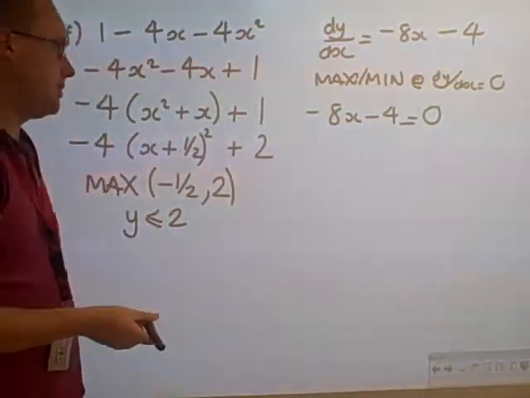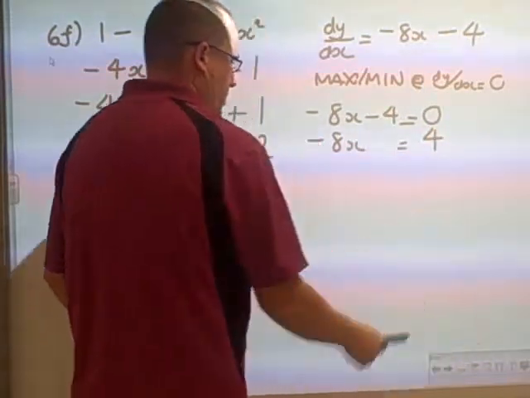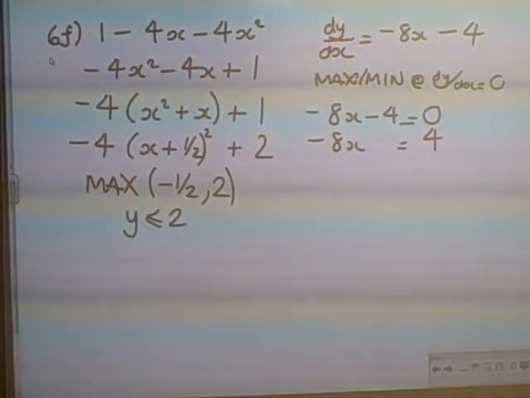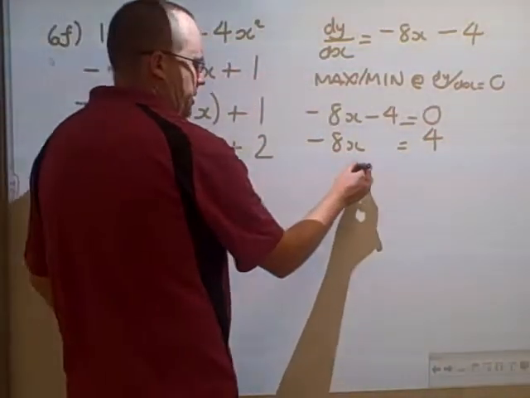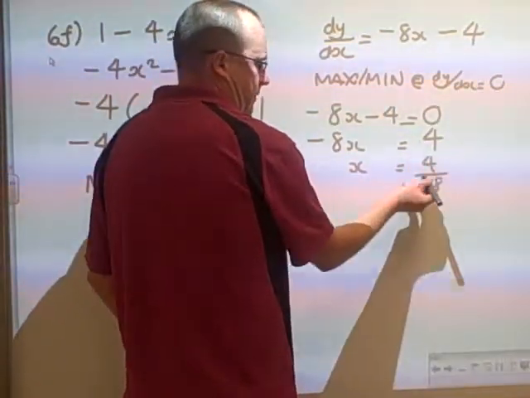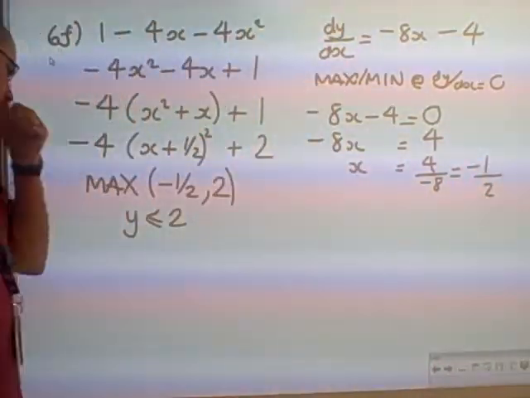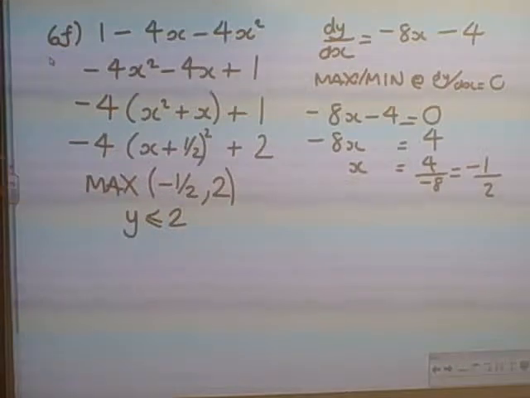And then we're just going to solve this equation. So bring the -4 to the other side. And then divide both sides by -8. So 4 over -8, well 4/8 is 1/2, and a positive divided by a negative is a negative. So we've got x equals -1/2, which is what we had over here as well, so that's good to know that we've got the right answer for that part.